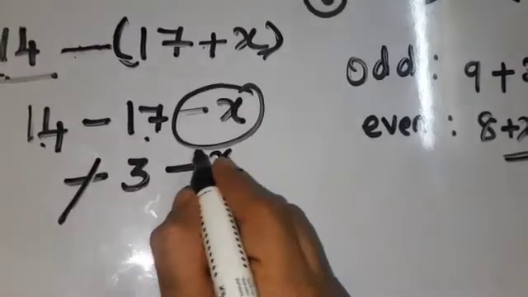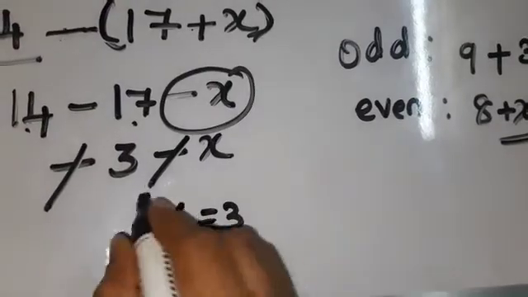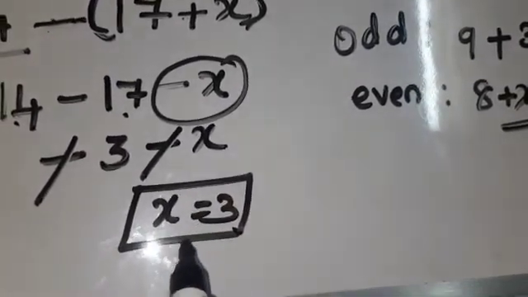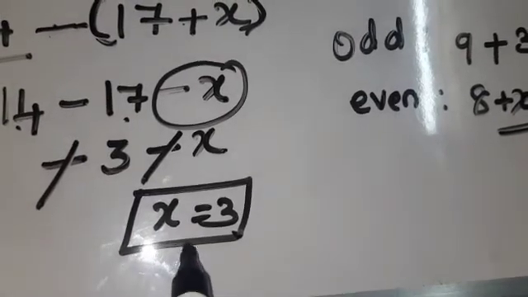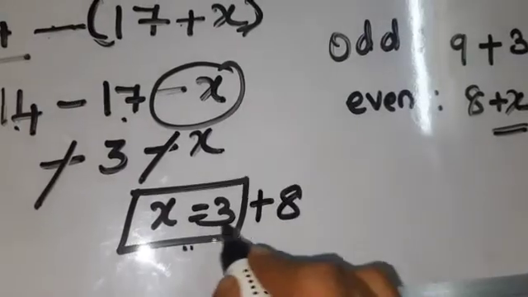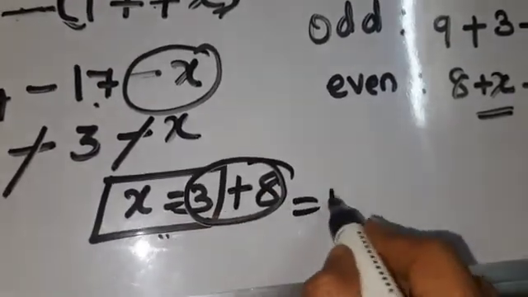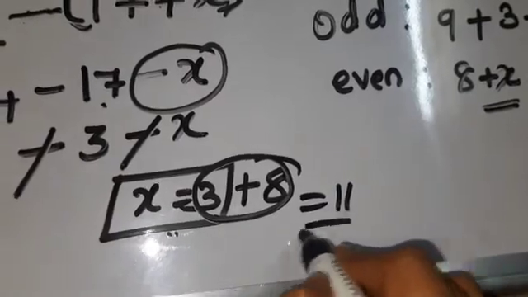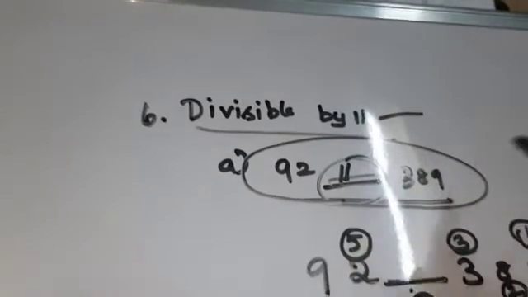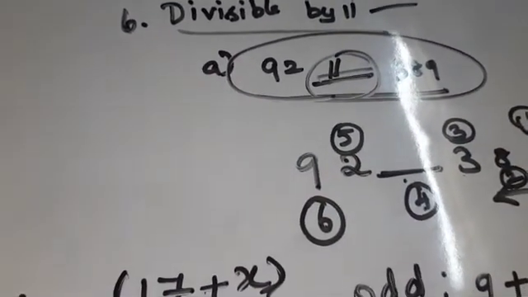So now minus minus cancel. x is equal to 3. Now we found the value of x. In order to get the number that is divisible by 11, we are going to add 8 to the value of x, so that we get 11. Now this number 11 will be divisible by 11. So in this same format you are going to find out the next problem.